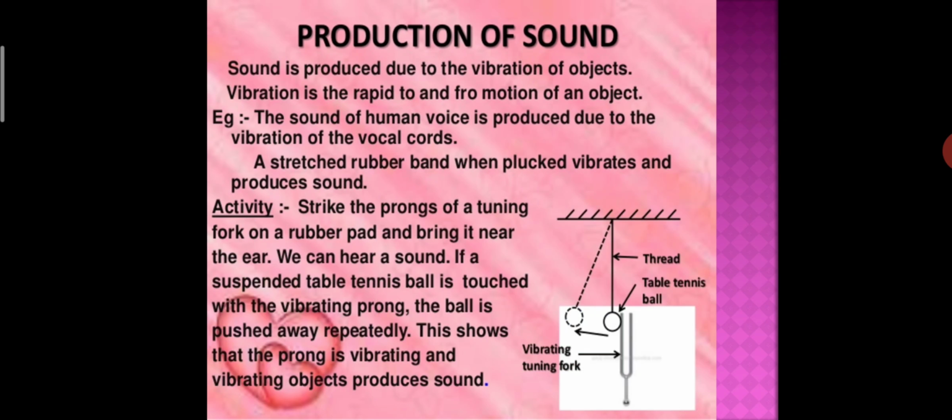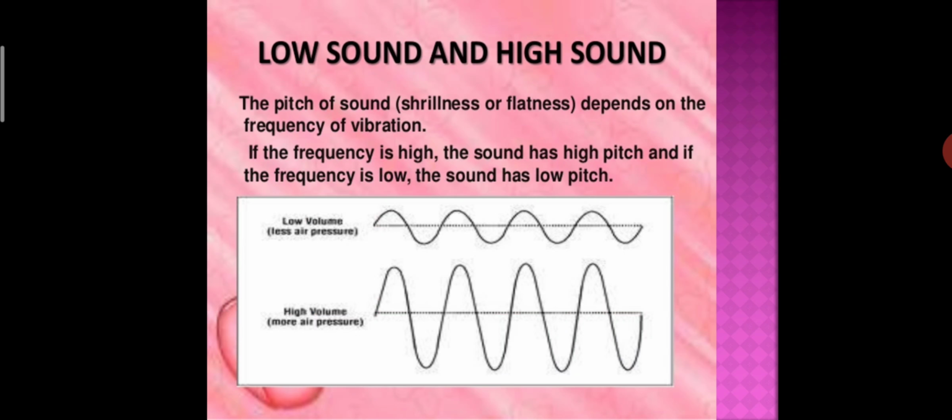If a suspended table tennis ball is touched with a vibrating prong, the ball is pushed away rapidly. This shows that the prong is vibrating, and vibrating objects produce sound. Okay, students? Now, low sound and high sound.